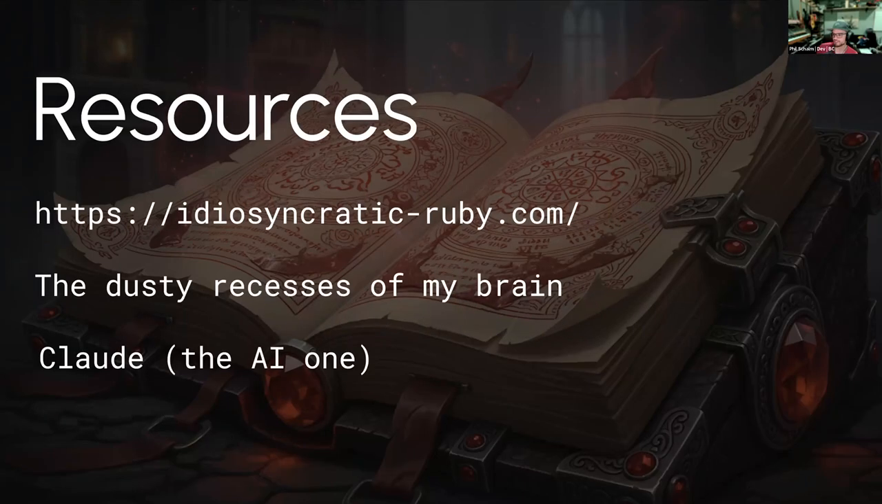And a couple resources: Idiosyncratic Ruby has a whole bunch of ways that you can do some cool stuff in Ruby, including I think it's 201 ways of expressing the string literal R that are all different. And then also dusty recesses of my brain were resources, and then Claude, and I have to call it the AI one because I have a coworker named Claude, and it's a running joke at our company. Which Claude are you referring to?